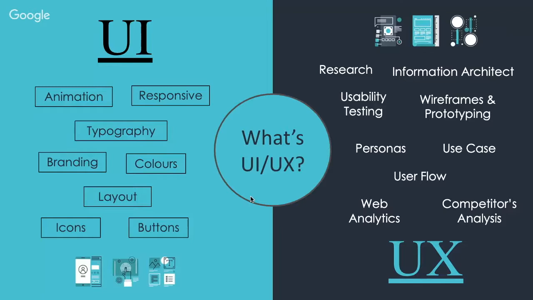Then you have your traditional elements like typography, which is your font. For companies, you need to adhere to branding guidelines. Then colors, layout, and your signature icons and buttons. These two are very different elements, so next time when people are confused between these two areas, you can clarify with them.